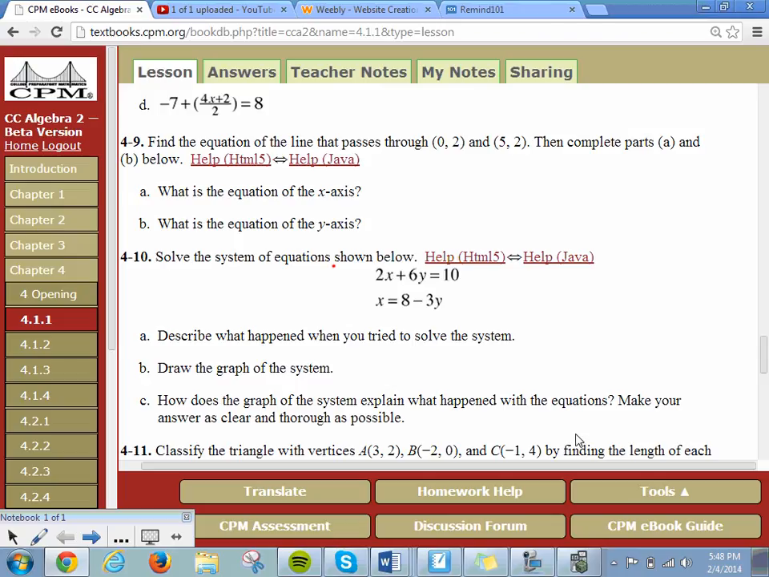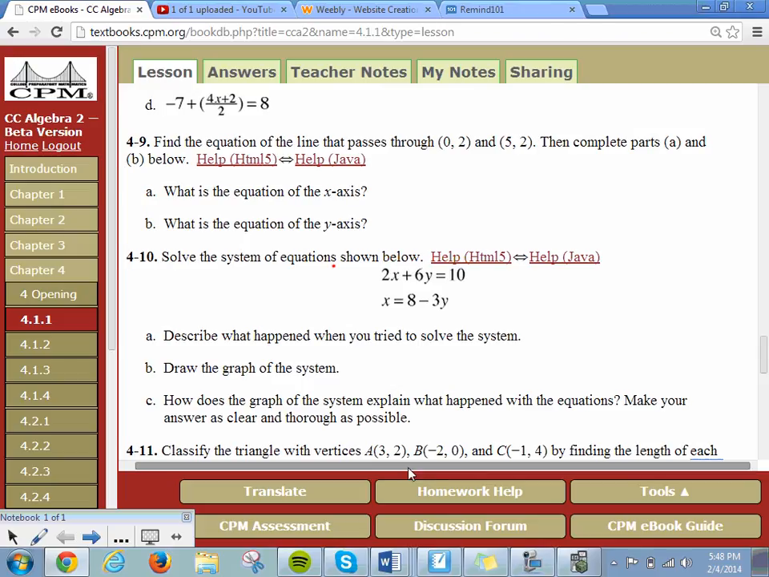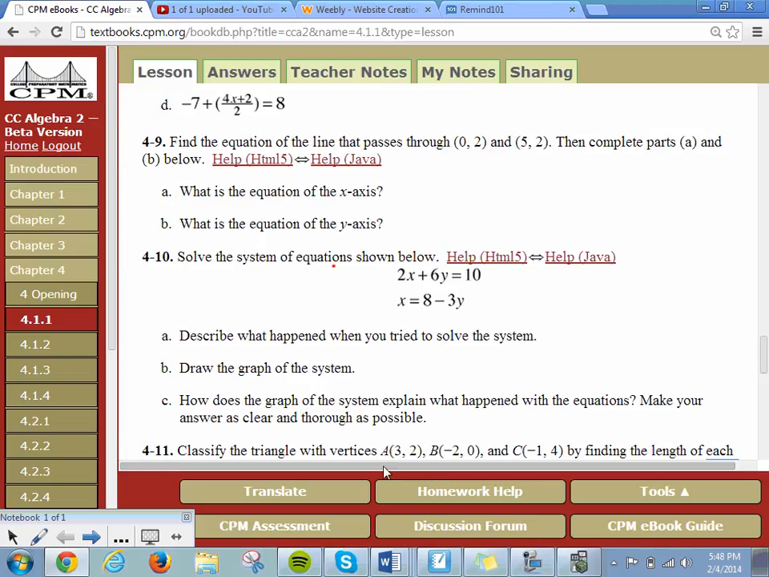Number 9, it says, find the equation of the line that passes through the two points, and then complete A and B below. All right, so first we're going to write the equation. For this one, we need to find our slope of the line. They tell us that it's a line that passes through two points. So we're interested in our y equals mx plus b.